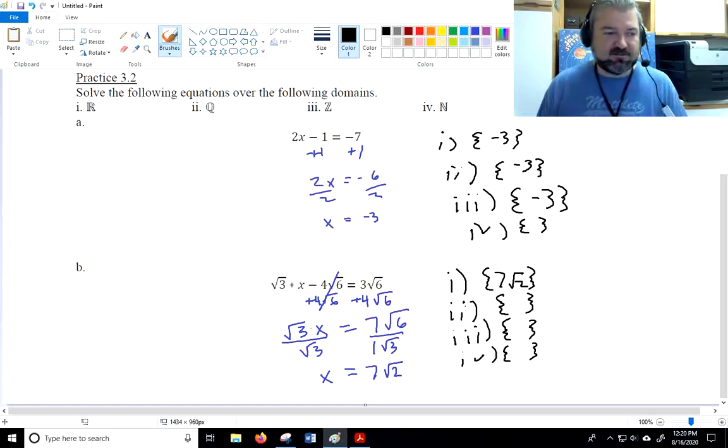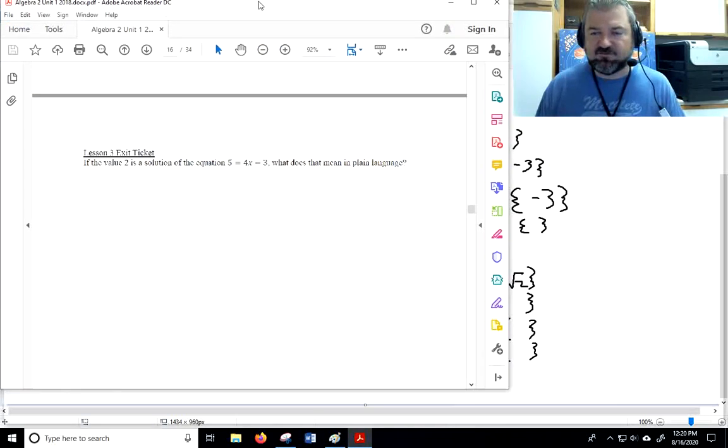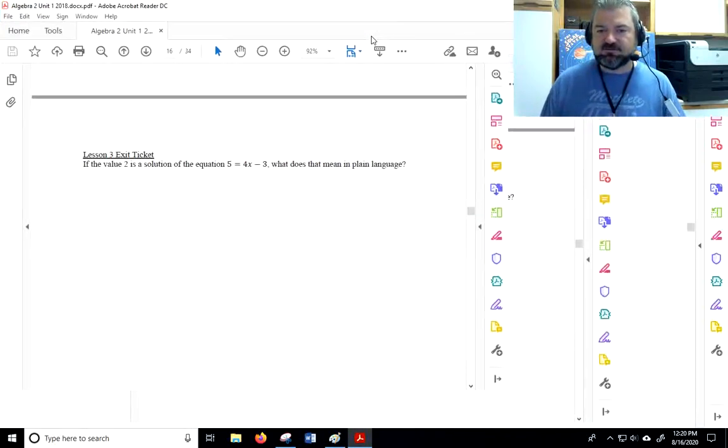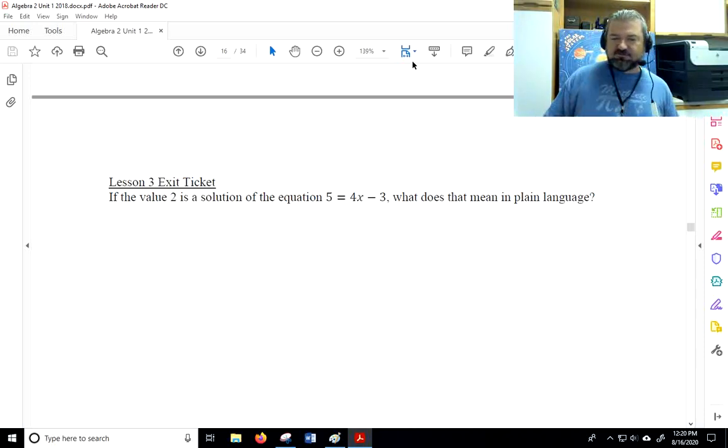Okay, so that's it. The last thing I wanted you to do is to just kind of contemplate on your own. This is just closing thoughts here. The lesson exit ticket: if the value 2 is a solution of the equation 5 equals 4x minus 3, what does that mean in plain language? Make sure you have a working definition for yourself of what it means to be a solution to an equation. All right, so contemplate that, and then until next time, take care.